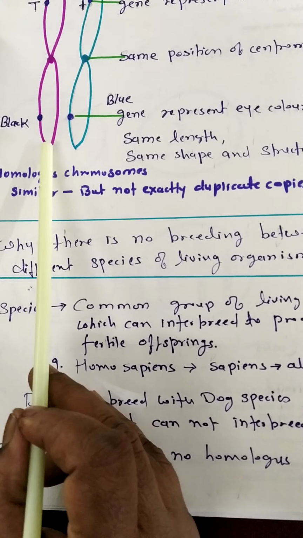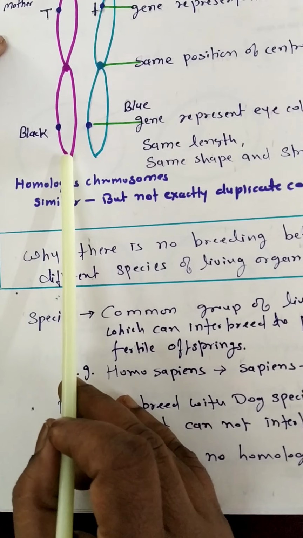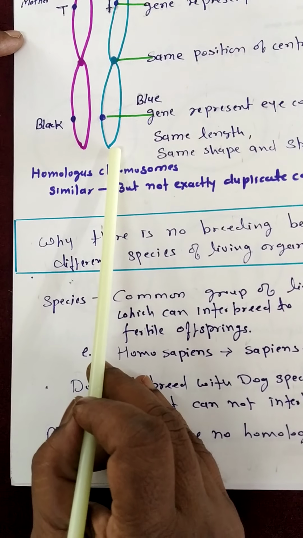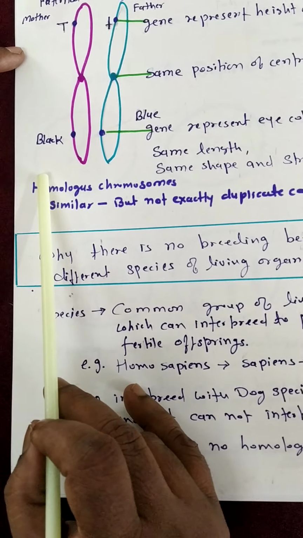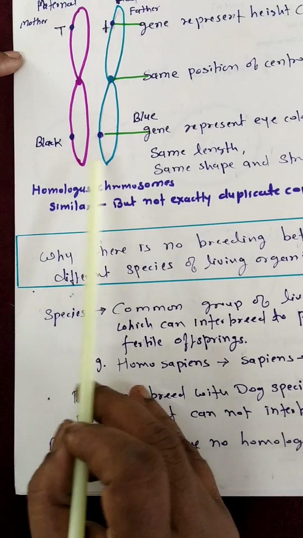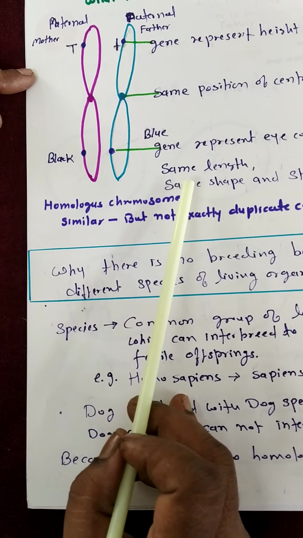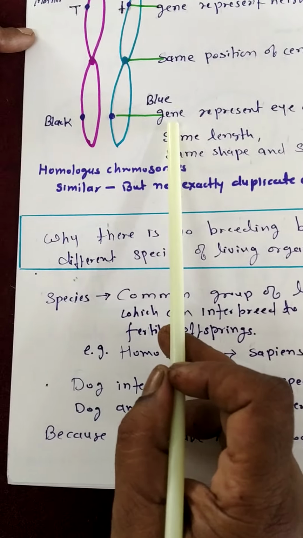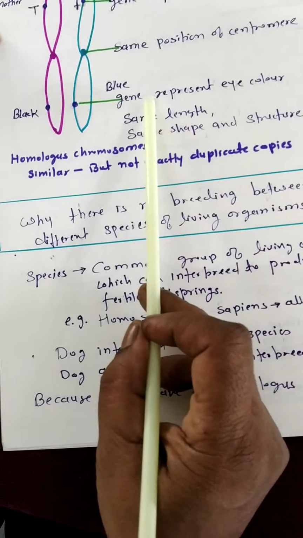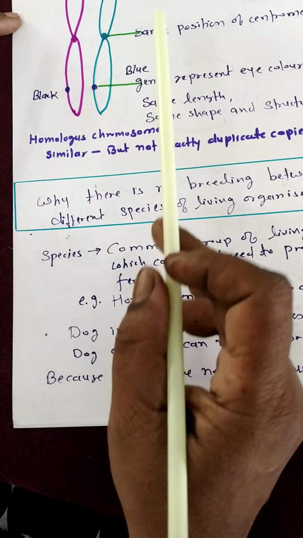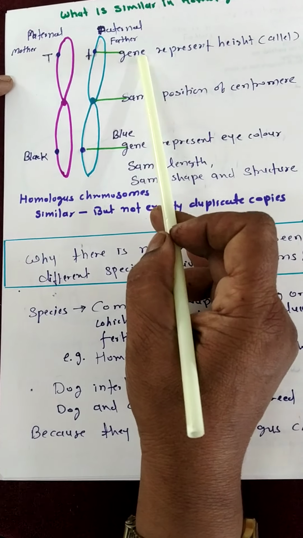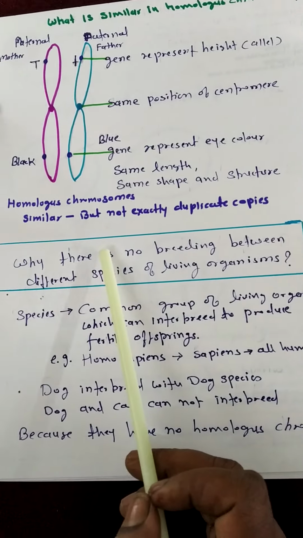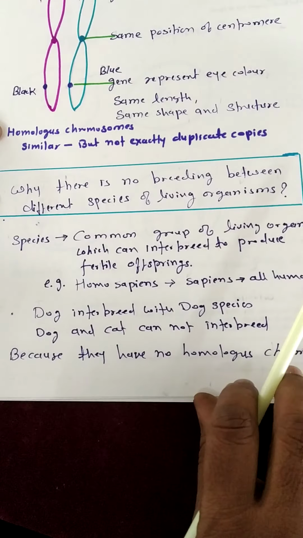So these are two chromosomes, one from the mother and one from the father, maternal and paternal. They are similar to each other, but they are not exact copies of each other. Why not exact copies? Because the genes are alleles. They may be different for coloration. They may be different for the length of the height. Therefore, they are not exact copies. They are similar, but not exact copies.